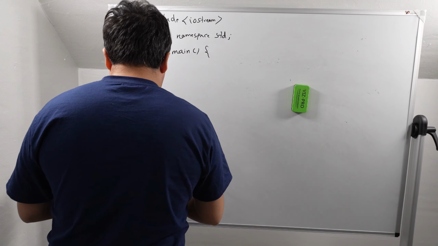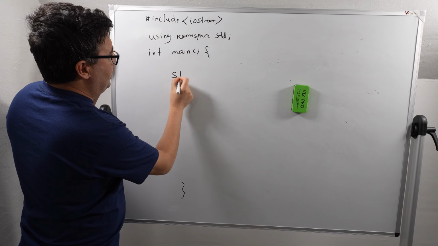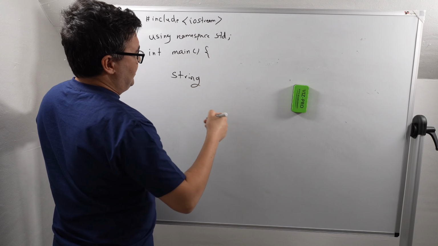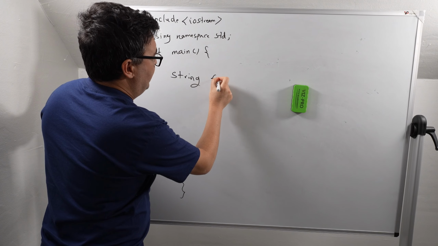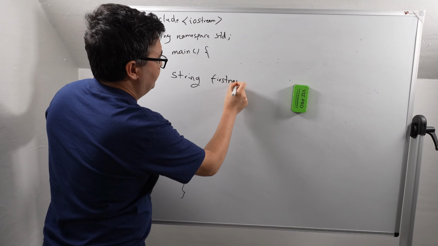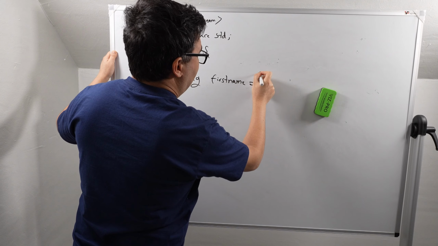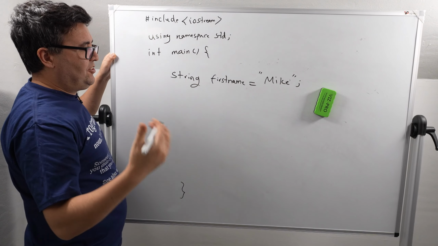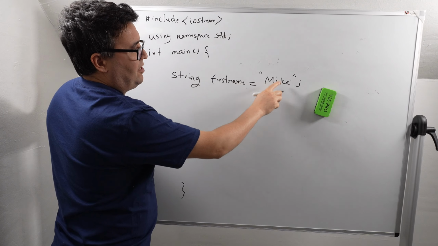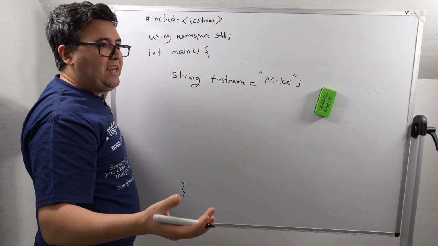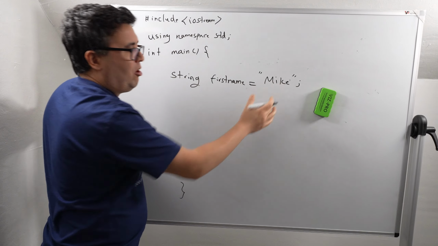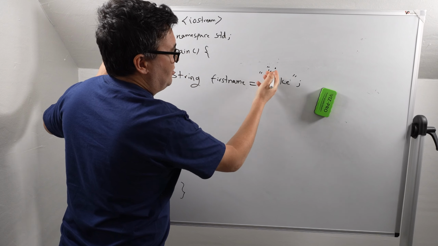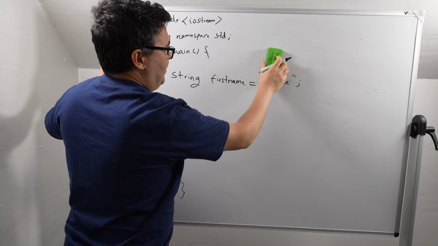So let's check it. If we want to store a name, I write string. This is the data type, and then the name. Like I want to store my first name, so I write firstName equal to Mike and a semicolon. And the string or text should always be inside double quotes. So any value you put in C++ inside double quotes is called a string. Even if you put a number inside double quotes, it is treated as a string.